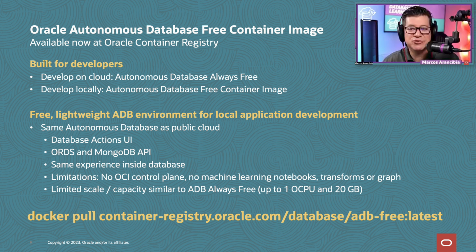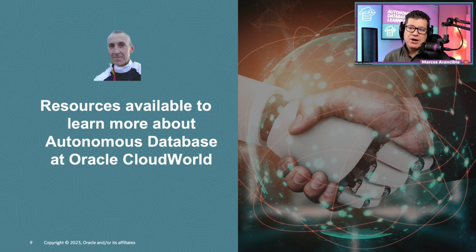But it's very easy. If you have Docker installed, you can do docker pull, and you can see the command there: container-registry.oracle.com/database/adb-free:latest. You can just type that in, and you can get the Always Free Autonomous Database container image downloaded.